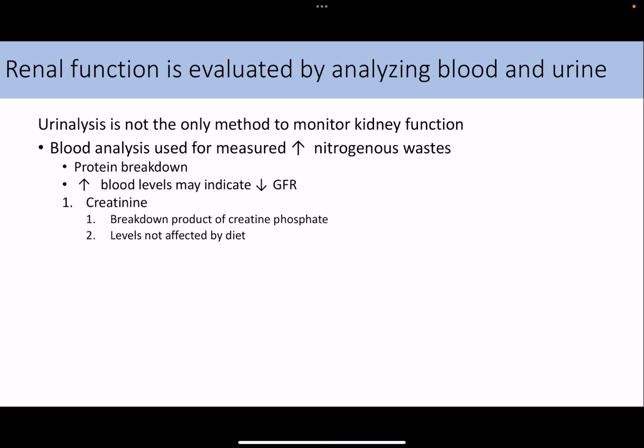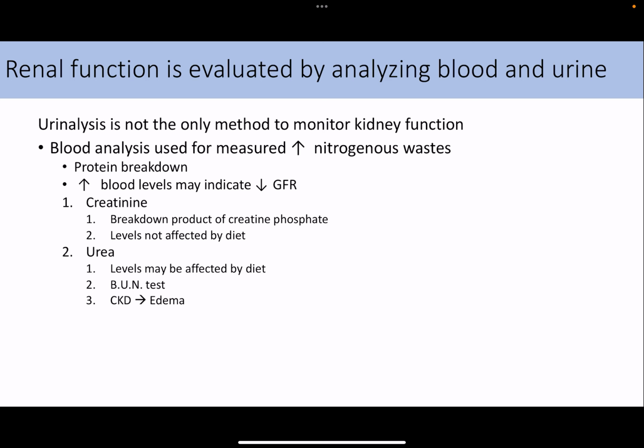So that includes creatinine, which we talked about. It's a product of muscle metabolism, and it's a breakdown product of creatine phosphate. Creatine phosphate is what we use in like the first 15 seconds of aerobic activity. Levels are not affected by your diet, so this is a pretty good marker to tell you about kidney function. But remember, we said some populations naturally have a higher than normal level of creatinine if they have a higher skeletal muscle mass than others.